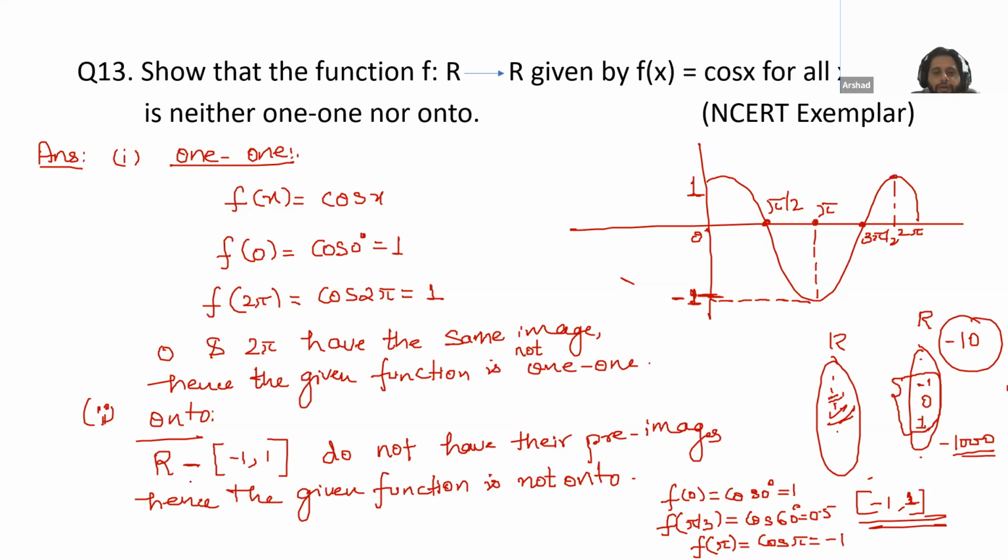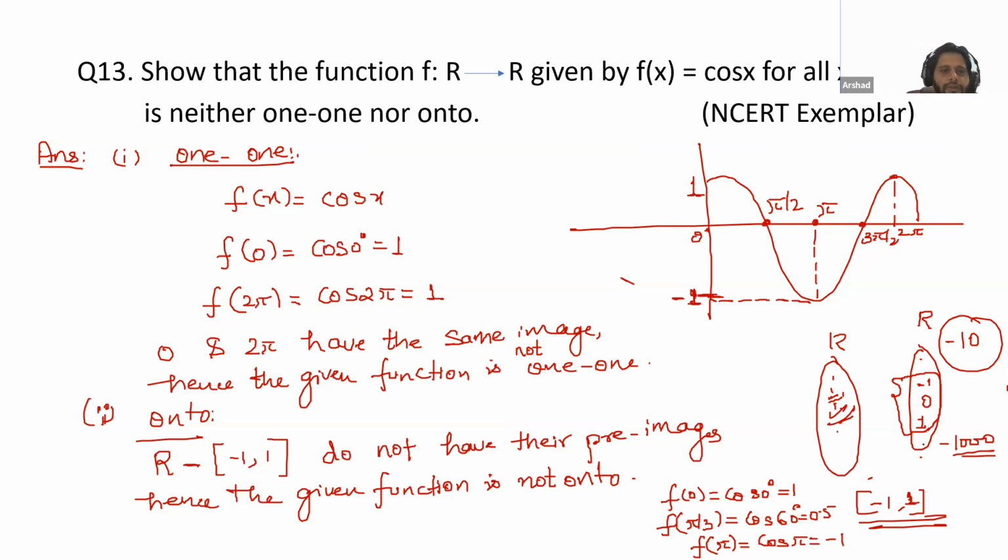So the same thing I have written over here: real numbers except -1 to 1 do not have pre-images. From the second set, except the numbers -1 to 1, the rest of the real numbers do not have pre-images. That's why this function is not onto.